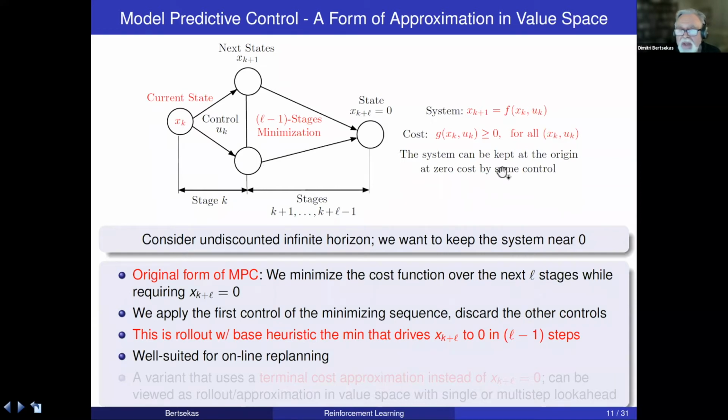Now MPC. Professor? Yes. When you say suboptimal, do you mean suboptimal as an approximation to the infinite horizon problem? Yes. Okay. Thank you. Yes, the original problem is infinite horizon and has this cost function over an infinite horizon. Here we do something different, and as a result, there is suboptimality.